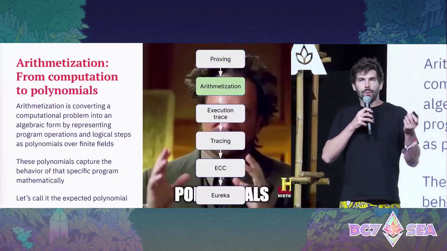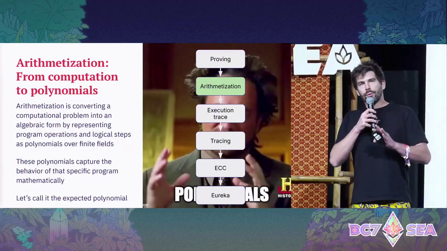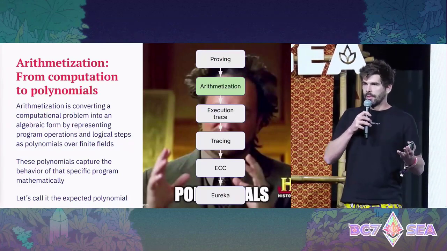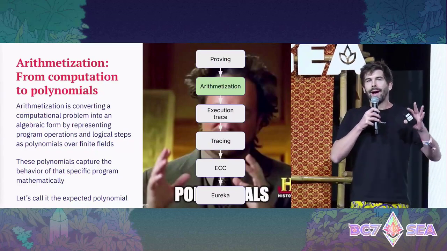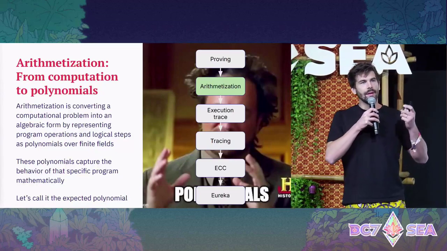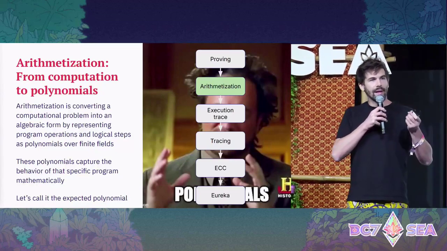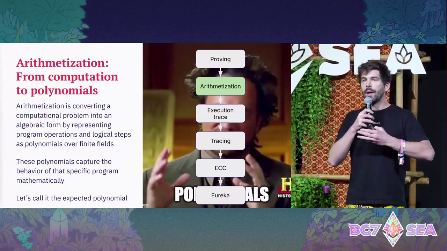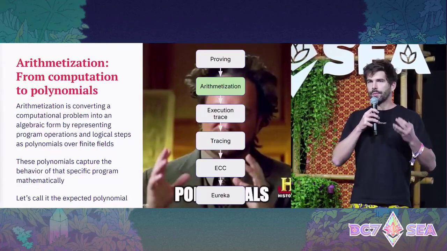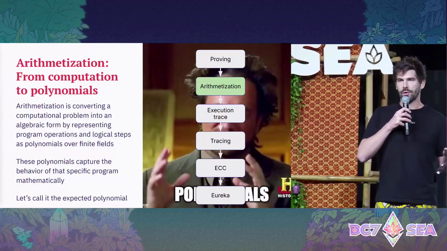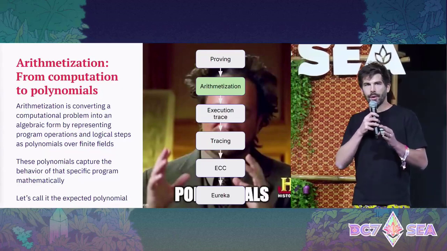So first, now, how do we do that? We first use one step that is called arithmetization. So arithmetization, from a high-level perspective, is the act of turning a computation into a set of polynomials that represent said computation. I'm not going to go too deep into that, but assume the following.